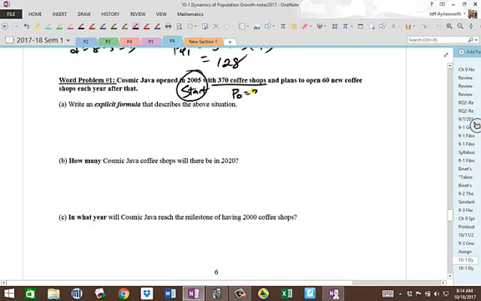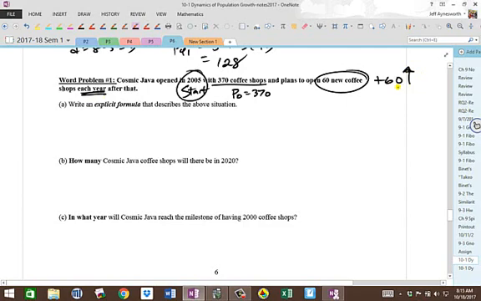So notice how I outline the problem as I read it. And it plans to open 60 new coffee shops per year, each year. Okay, there's my transition. When you open up 60 new coffee shops, you're adding 60, or it's increasing by 60 every year. So there's your common difference, or your transition.